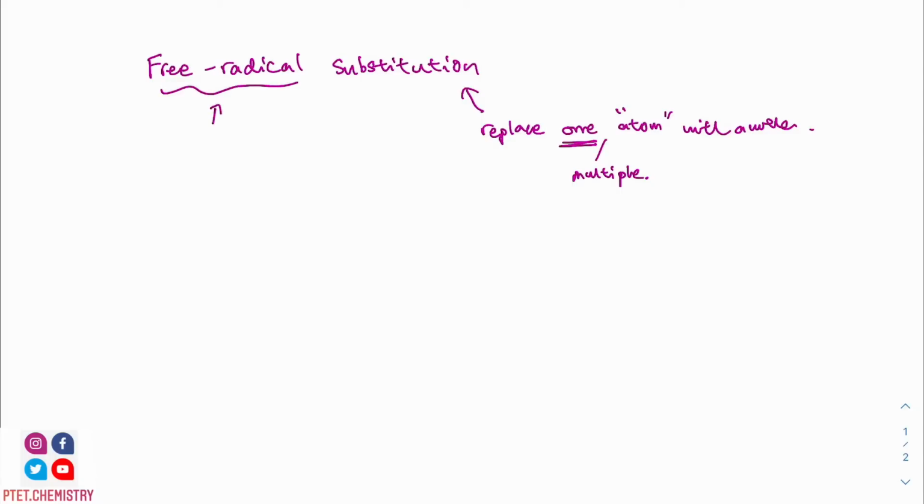So free radical refers to species with unpaired electron. That's not something you would normally associate organic chemistry with, but there is a class of reactions where we talk about homolytic fission.